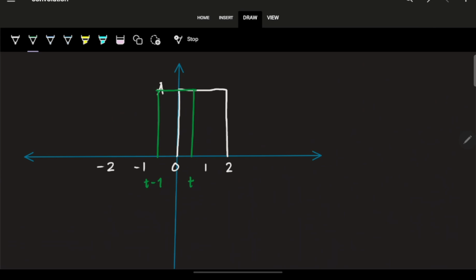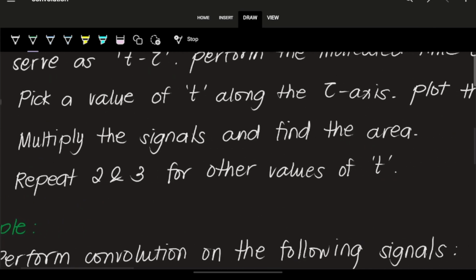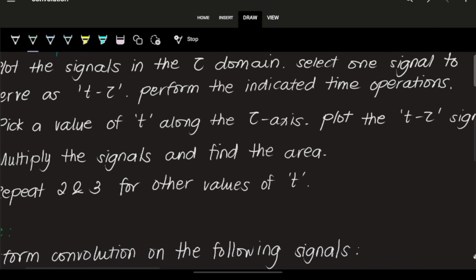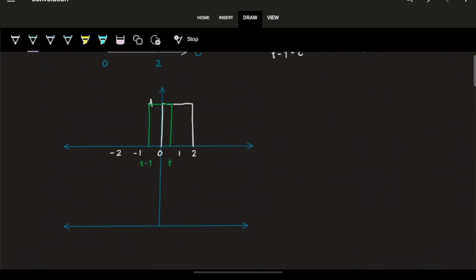Naintindihan po? Okay, so we are done with step number 2, yung pick the value of t and plot the t minus tau signal. Okay, next is multiply the signals and find the area. So titingnan natin between t minus 1 and 0, walang overlap.